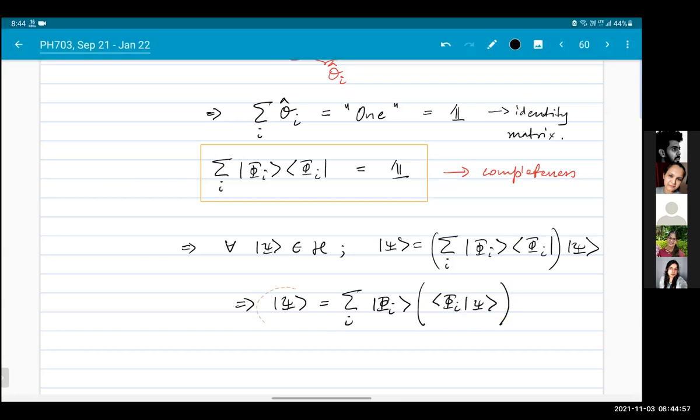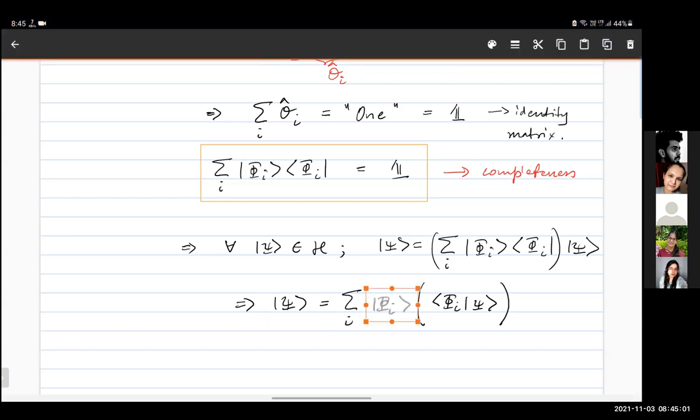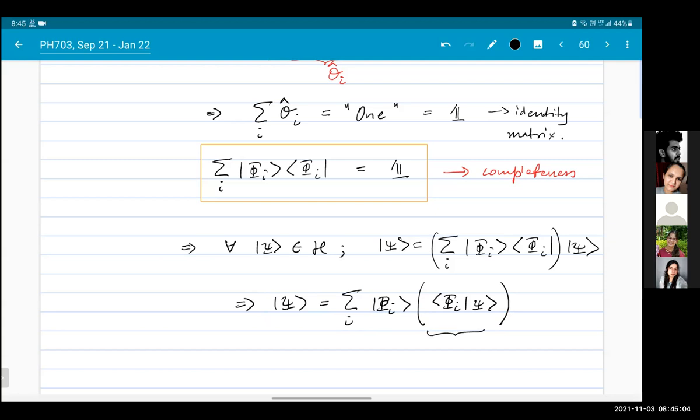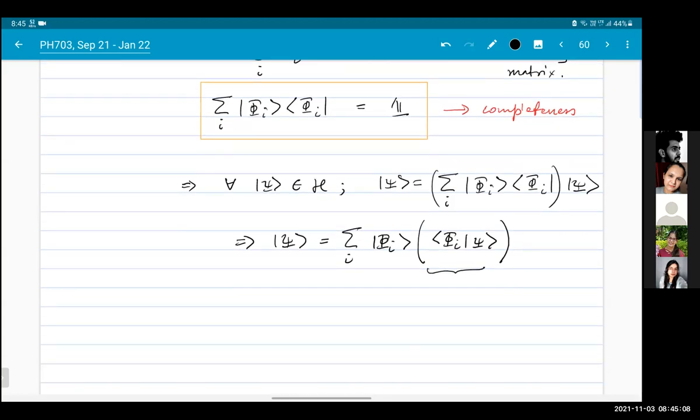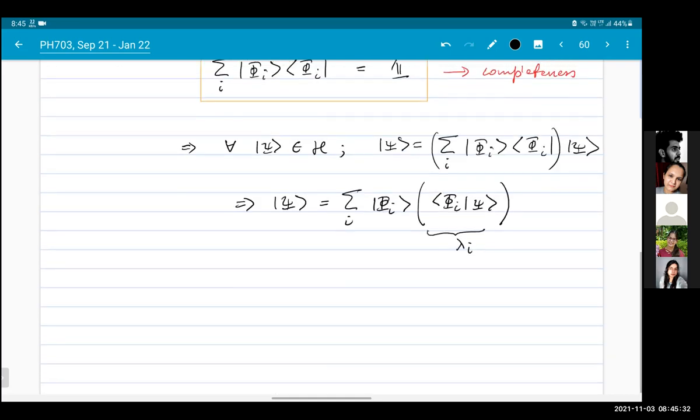What is this? This is an expansion of psi in the basis phi I, and these are the coefficients of that expansion. This is equal to lambda I. Right? So because this is the identity, this is true for all states. So this forms a complete basis. Now this brings us to another concept, which is the concept of a projection or a projection operator.